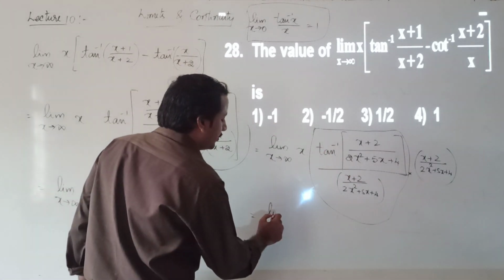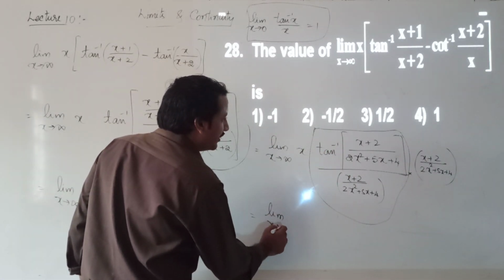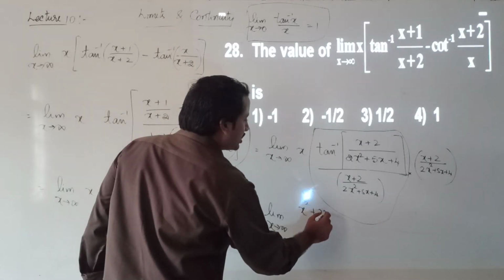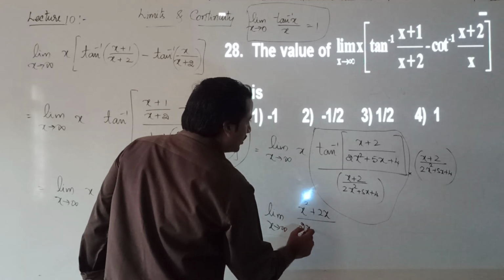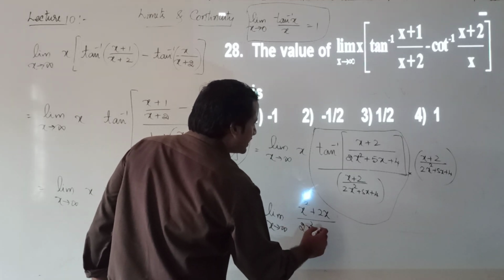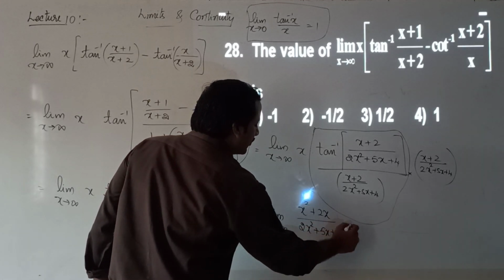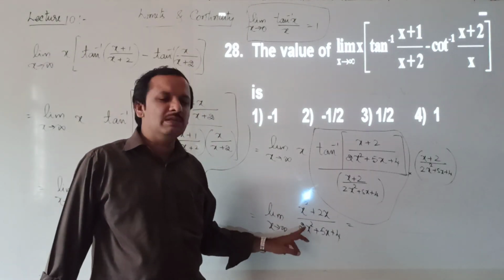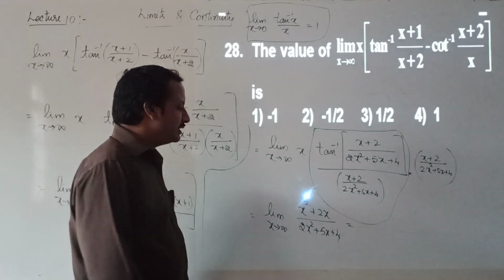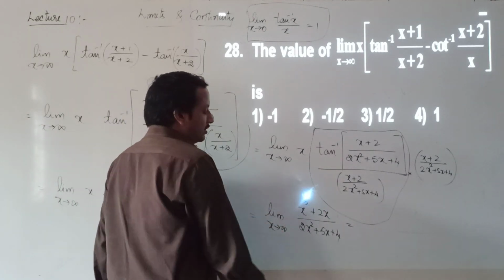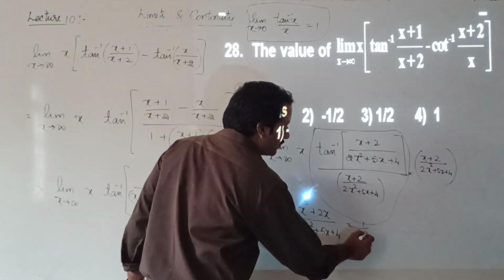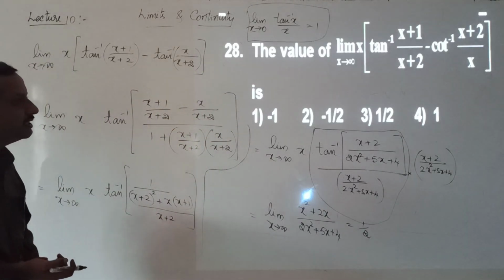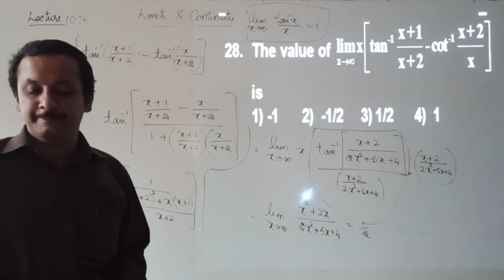So that's equal to limit x tends to infinity, x into that much is remaining. So x square plus 2x divided by 2x square plus 5x plus 4. Now you observe that both are polynomials of the same degree. Now the answer is coefficient of highest power of x divided by the coefficient of highest power of x, which is 1 by 2. Okay, that's the answer. 1 by 2, third option.